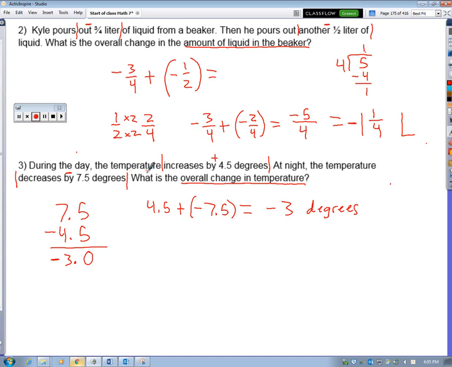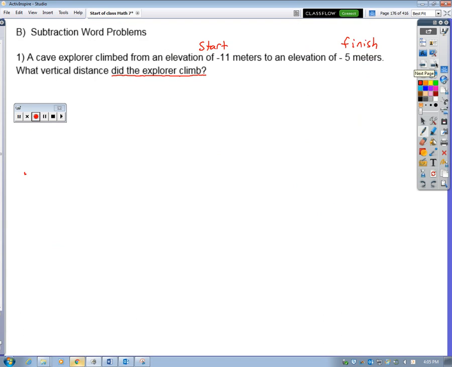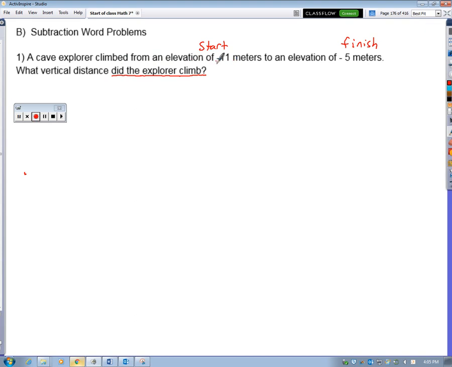This one, same thing. Temperature increased by this amount. We don't know where the temperature started. We just know it went up. Okay, and we don't know where the temperature ended. We just know that it went down. This is a story. It's a sequence. Looking at this one, let's see if we can look at the difference. See, the cave explorer climbed from an elevation of 11 meters. He started here. And then he ended, it says, to an elevation of 5 meters.